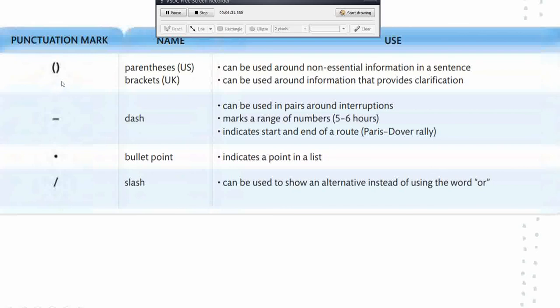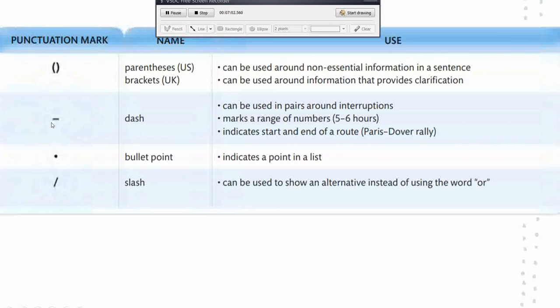Next, we have parentheses or brackets. Let us see the function of that in English grammar. It can be used around non-essential information in a sentence, and it can be used around information that provides clarification. So you can add information within parentheses or brackets.